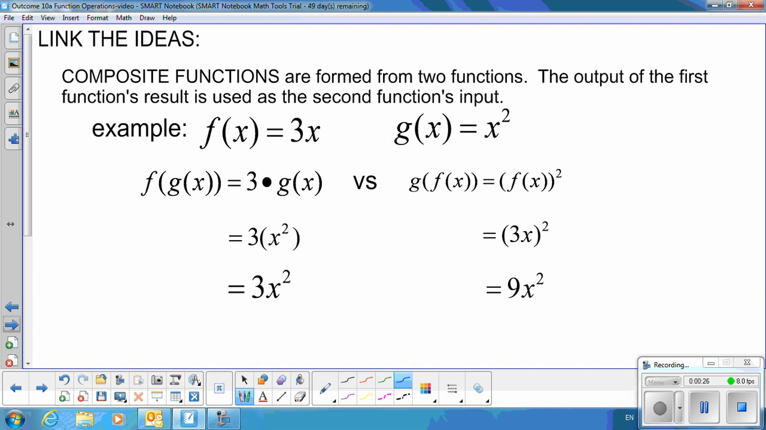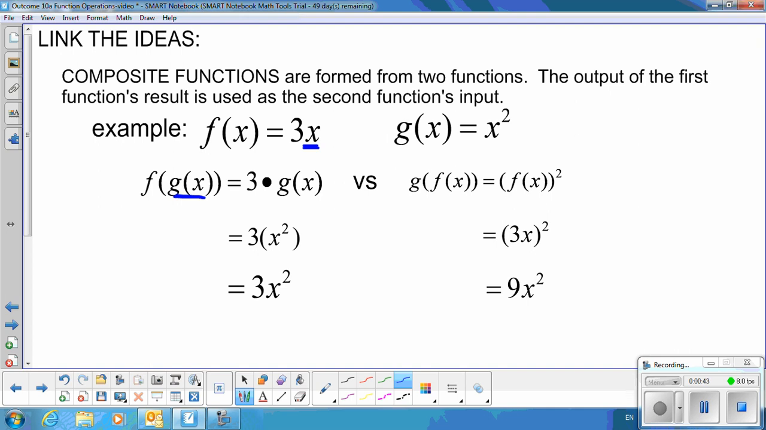Means that what we're going to do is substitute in g of x for x in f of x. So we end up with 3 times g of x. G of x is x squared, so we have 3 times x squared, or 3x squared.